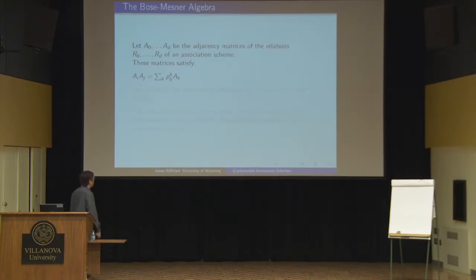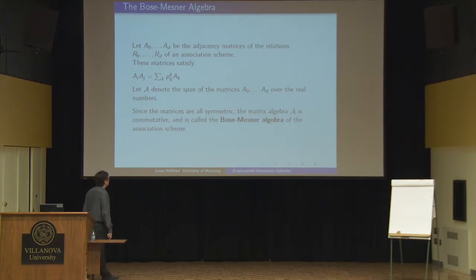Okay, so the driving force behind that last local symmetry condition is that from it you get a matrix algebra. So just define adjacency matrices for all of these different relations. And the PIJKs are basically just structure constants of this matrix algebra. And it's an algebra of symmetric matrices, so it's going to be commutative. Also, that was part of the definition of the PIJK, really.